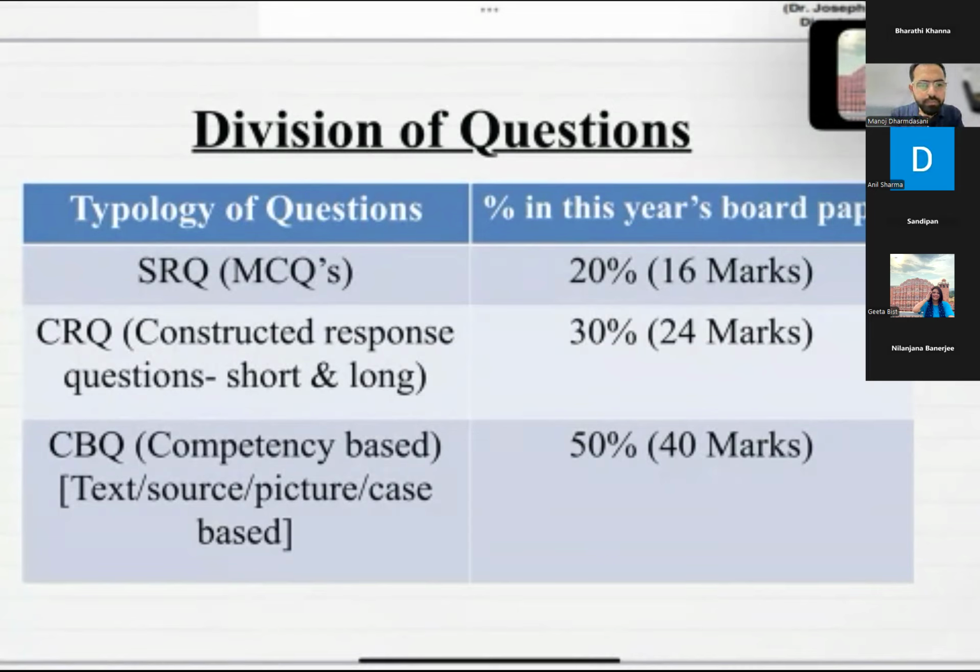The category of CRQs, which is constructed response question, has been changed from 40 to 30%. So this 10% reduction has been added to the competency based questions. I just want to make it very clear that these 4 marks of SRQs will come from this competency based category. Then 16 plus 4 will become 20 marks in the 1 marker question category. I hope I am clear how this is going to work.